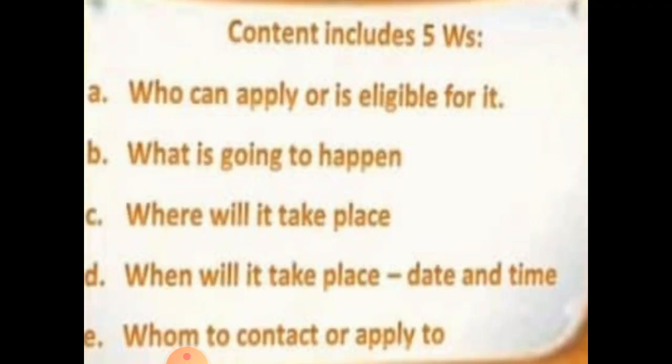The content includes 5 W's. So what we have to write in the form of content? It comprises of 5 W's, and these are as follow: who can apply or is eligible for it. Second, what is going to happen. Third, where will it take place. Fourth one, when will it take place, it means date and time. Then whom to contact or apply to.